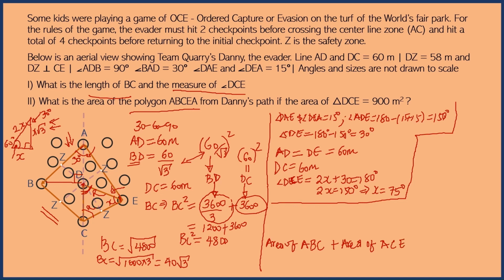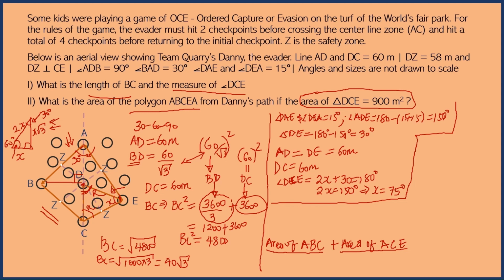Okay, now we have a problem here because yes, we can find the area of ABC, but how do we find the area of ACE, since we don't know what CE is? So we need to find CE. And in order to find CE, we're given that the area of DCE is 900 meters squared. So we can use that information to find the length of CE. Okay, so let's do that up here.